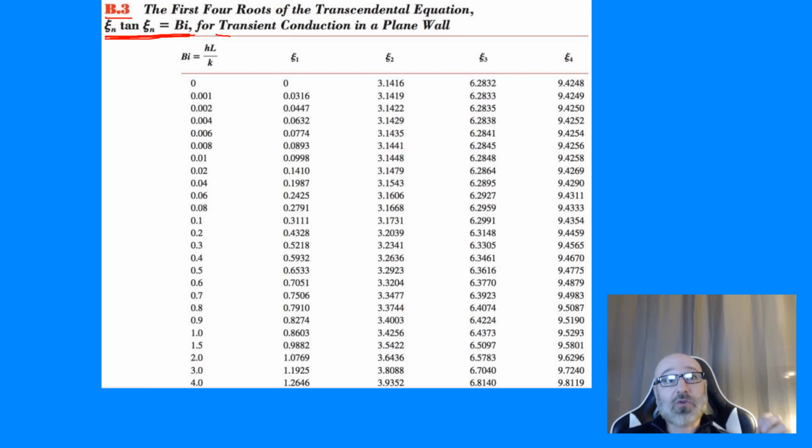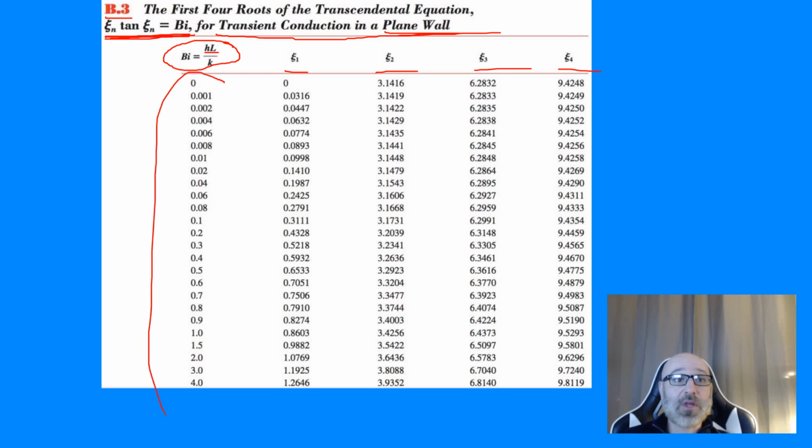And this is for the transient conduction in a plane wall. So again, we're just looking at transient conduction for that plane wall example from before. We also see now there's our relationship for our Biot number right here, where Biot number is equal to h times L over k. So now we can look here for our eigenvalues again, the first 4 roots, 1, 2, 3, and 4, are all given in this table right here for these Biot numbers.